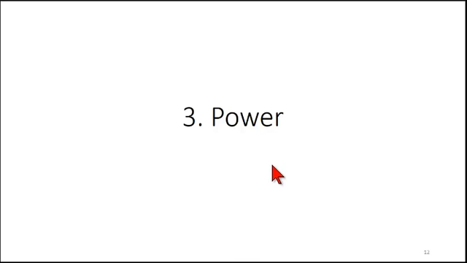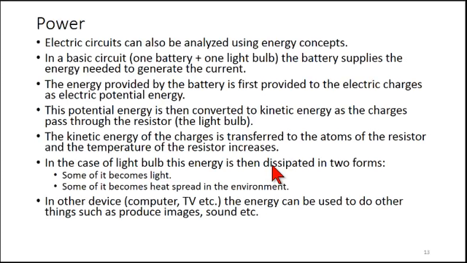So let's now talk about power, and especially the power in an electric circuit, which is our interest here. Generally speaking, we can use the energy concepts in many different situations. In the context of electricity, we have a source of energy, which is a battery, and that battery is going to convert chemical energy to provide energy to the moving charges, the electrons, and it gives them that energy in the form of potential energy.